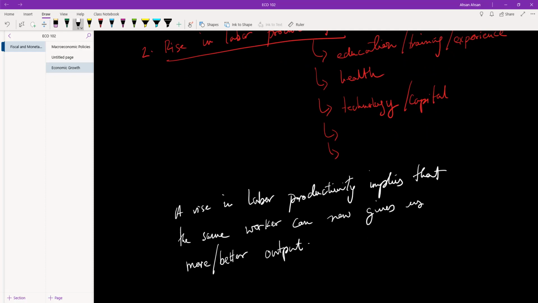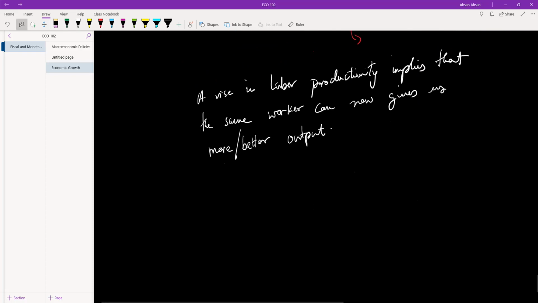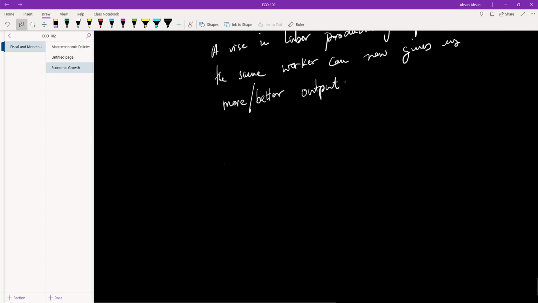And of course, you guys understand that the opposite is also true. A fall in labor productivity would mean that the same worker gives us less or inferior quality of output. Okay, so let's look at this graphically. What happens when there is a rise in labor productivity? This is interesting.